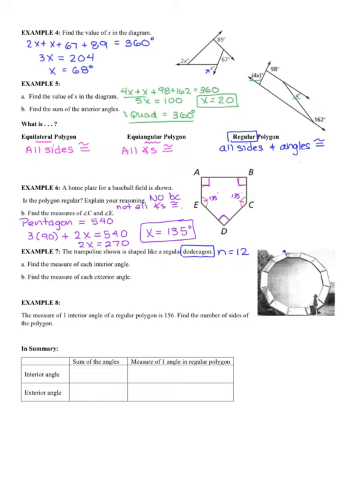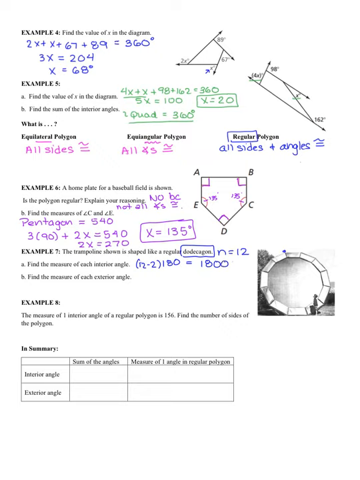Okay, so we know we have a dodecagon, 12 sides. Find the measure of each angle. That's going to be n minus 2 times 180, where n is 12. Let's fill that in. That's kind of nice because 10 times 180, you're just adding a 0 at the end. So that's the sum of the angles.